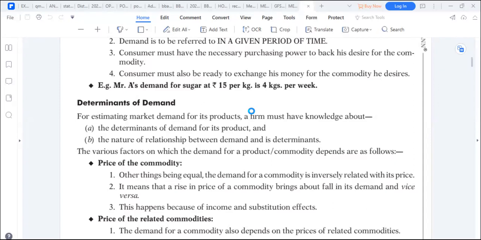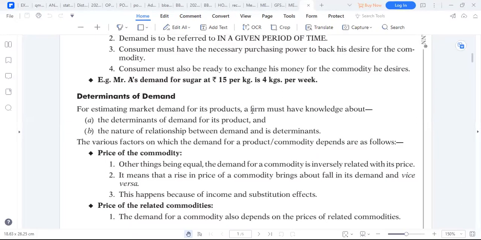So the price of a commodity will cause a change in quantity demanded, with a price fall causing an increase and vice versa. This happens because of two kinds of effects: what we call the income effect, and what we call the substitution effect. What is an income effect and what is a substitution effect? Income effect arises in the context where your income increases and then the behavior changes.